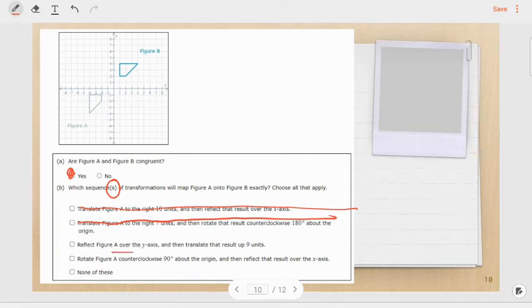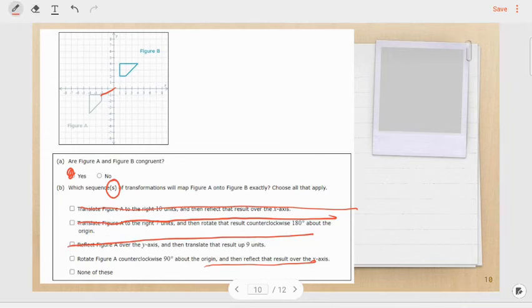So reflecting the figure over the y-axis. If I reflect it over the y-axis, this dot is 2 away from the y-axis, so it's going to move 2. This is also 2, so it's going to move 2. And then I can kind of trace my shape from there. And then it says translated up. Well, that's not even going to be oriented the right way, so that one's gone.